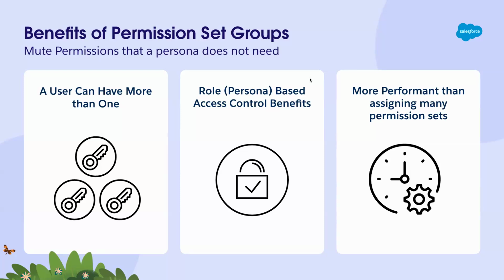Now, one of the other things is you're able to mute in a permission set group. What that means is if you have a permission set, such as account and contact access, that has the delete capability for accounts and contacts, and you want your managers to have that but not your individual sales reps, you're able to mute that permission for that permission set group.